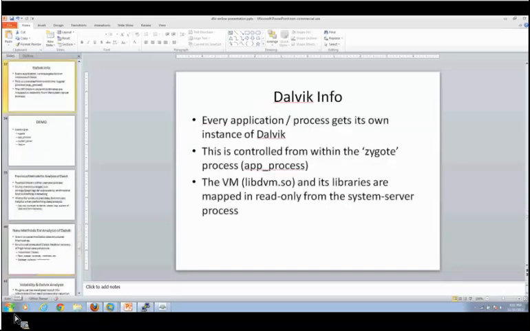And the way this works is every process gets its own instance of the Dalvik VM. This is equivalent to every Java instance on your desktop that you spawn having its own JRE. There's some interesting stuff here, though. We could probably do a whole talk on it. I'm going to try to get through it in a few minutes. But every process gets its own instance of Dalvik.